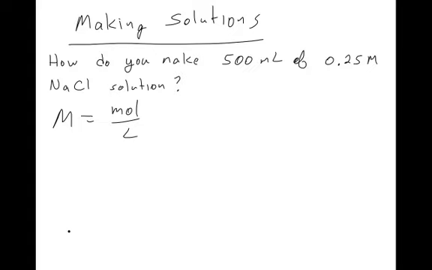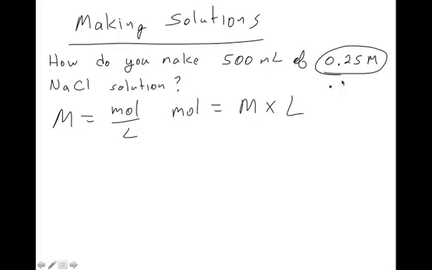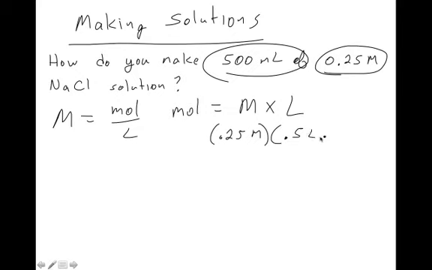How do you make 500 milliliters of 0.25 molar salt solution? What we have to find out is how many grams of salt we're going to use to make this solution. So we're going to rearrange our equation here. Moles would be equal to molarity times liters. The molarity was given to us as 0.25 molar. The liters is given to us as 500 milliliters, so convert that to liters: 0.5 liters.